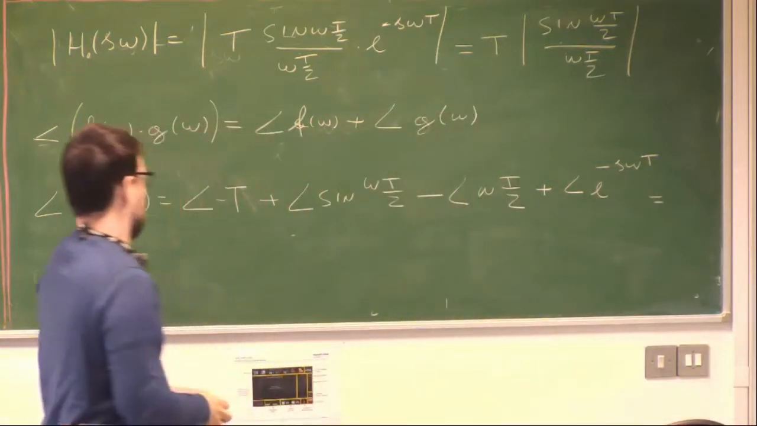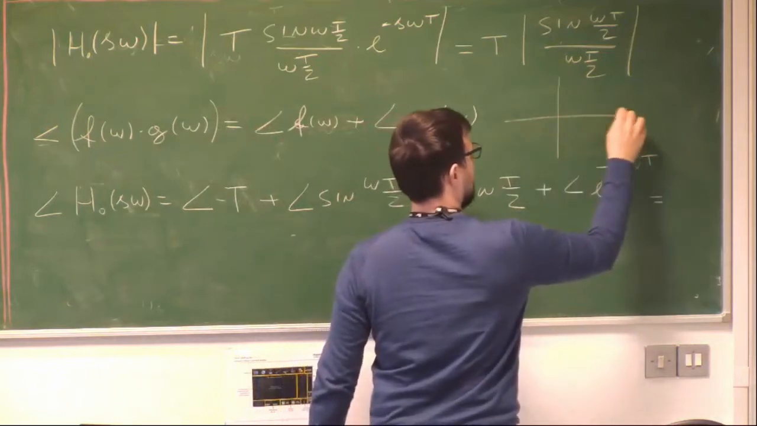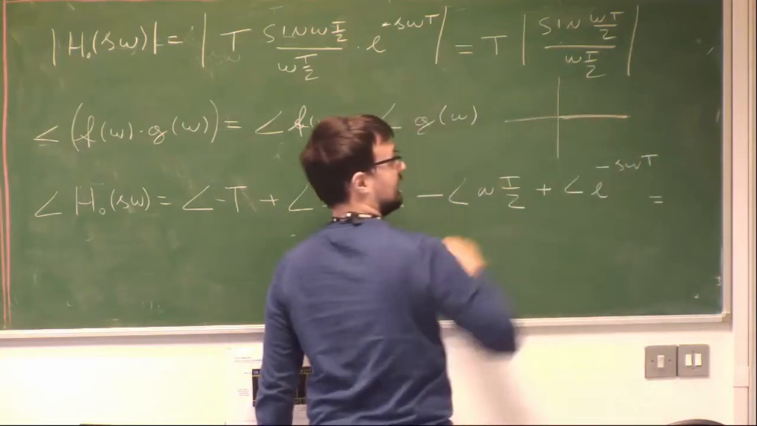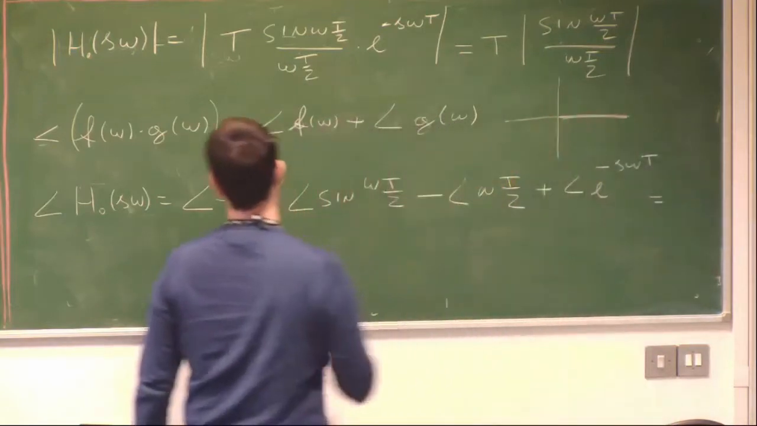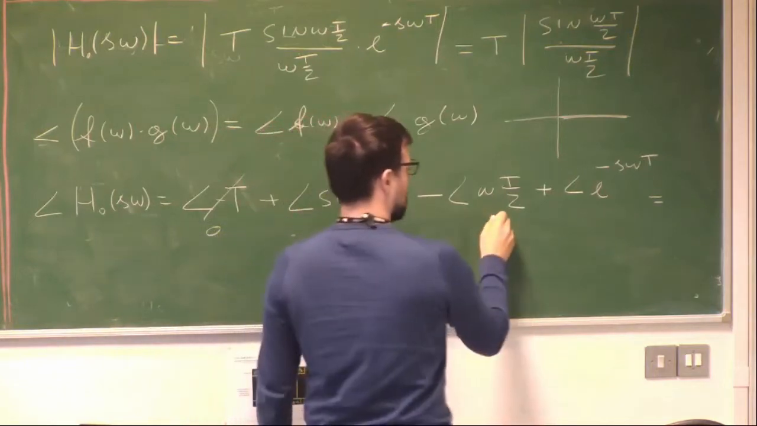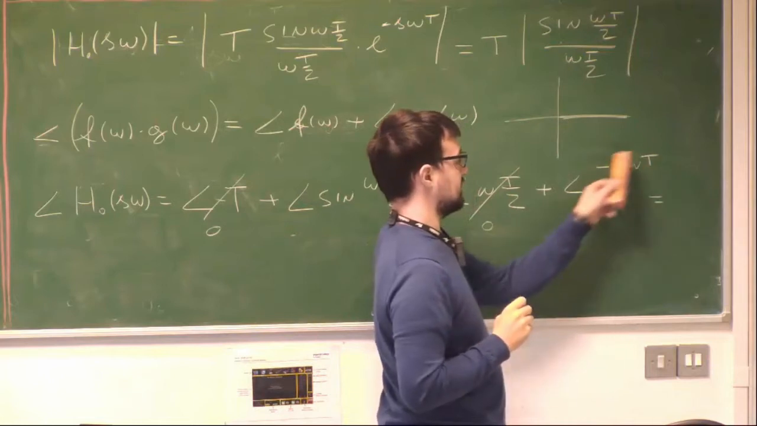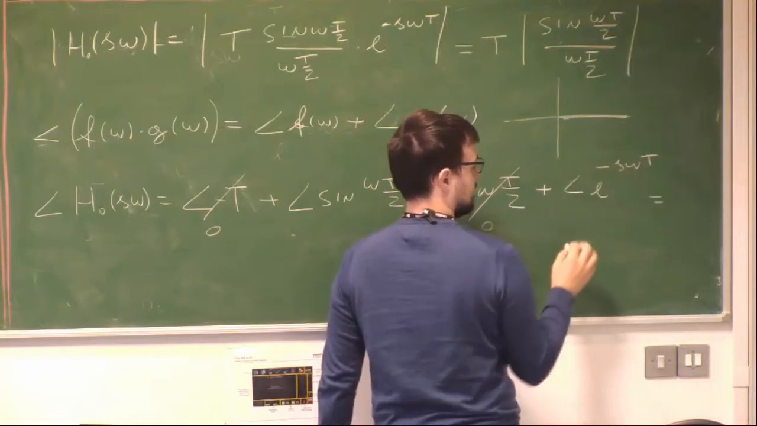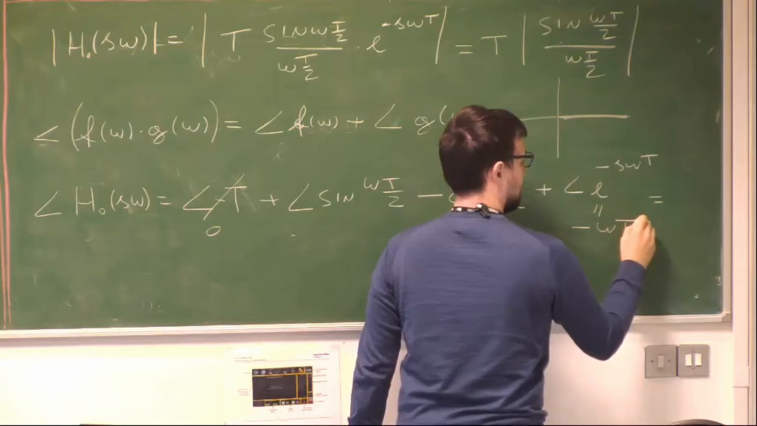Now, what is the phase of a real number? If we plot this on the complex plane, a real number appears on this line, okay? So you see that actually the phase is 0. The angle is 0. This also is a real number, so the phase of this is 0. This is a complex exponential, so the phase of a complex exponential is the argument of that exponential. So the phase of this term is actually minus omega capital T.